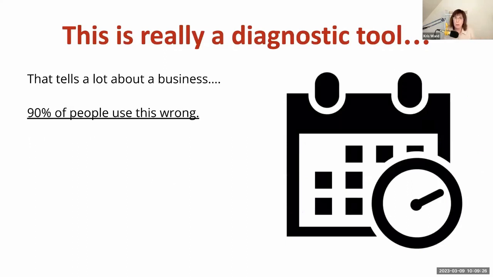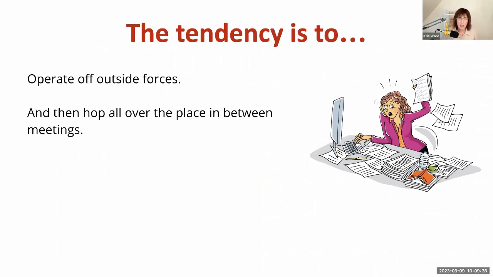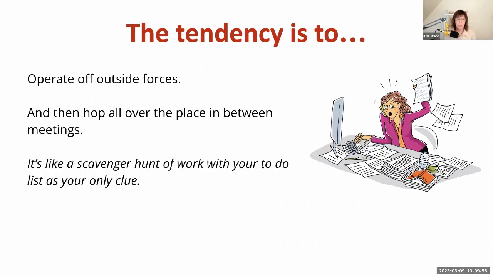And 90% of people totally do it the wrong way, and it negatively impacts their business in a capacity that they don't even understand. So people have the tendency to, again, as I said, operate on outside forces, hop all over the place in between meetings. Like, okay, I've got these meetings, and I just try to jam things in between the meetings, which is not efficient. And then you show up in the meetings and, don't even get me started with attention residue and decision fatigue, and you're just running all over the place. It's just a hot mess.